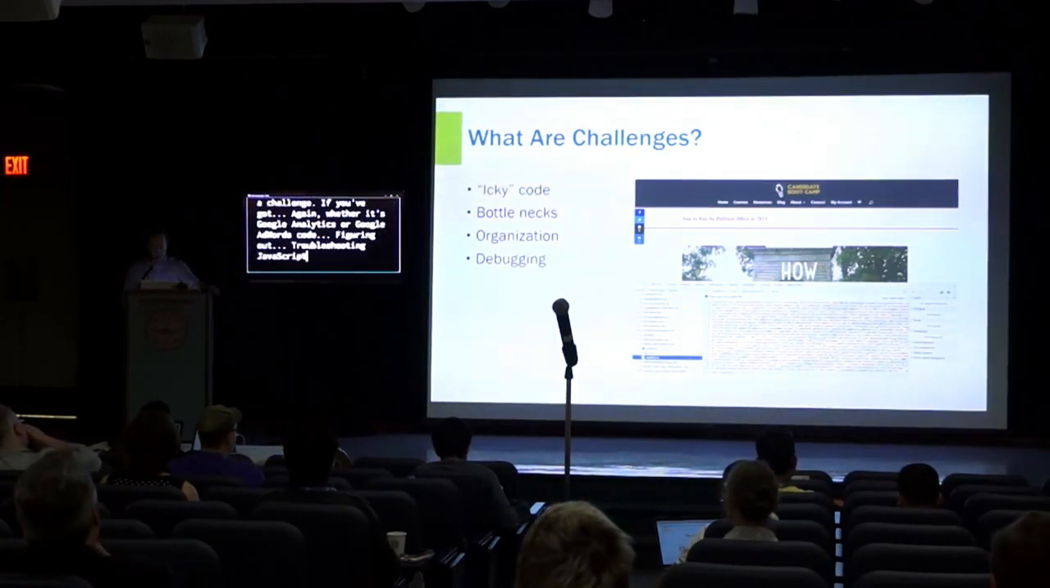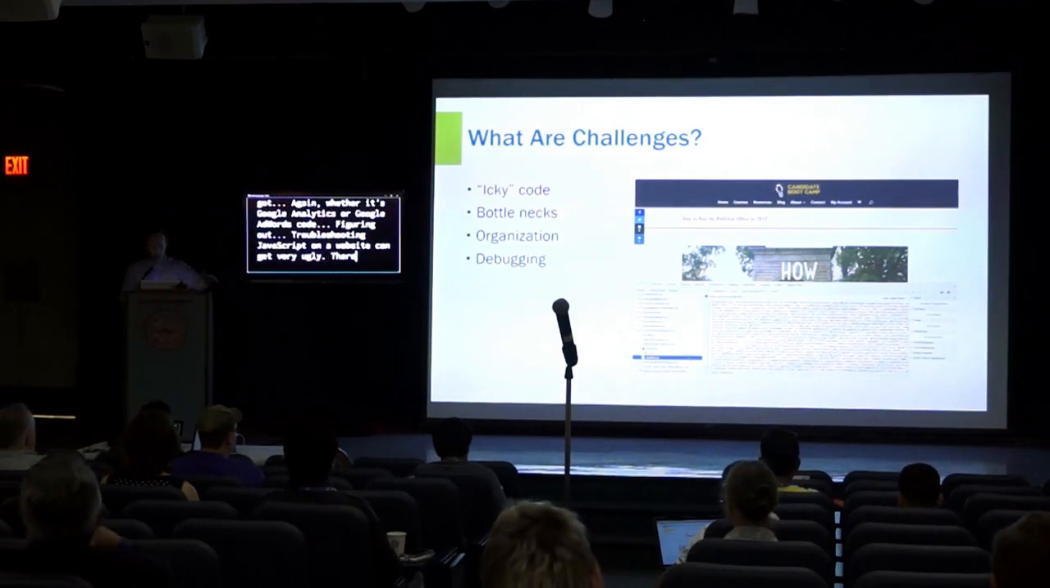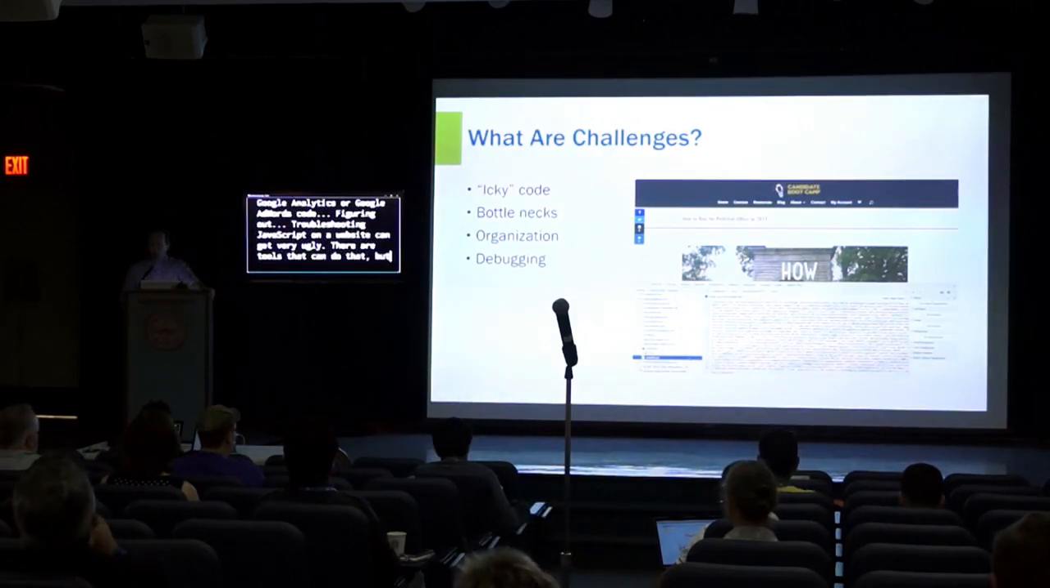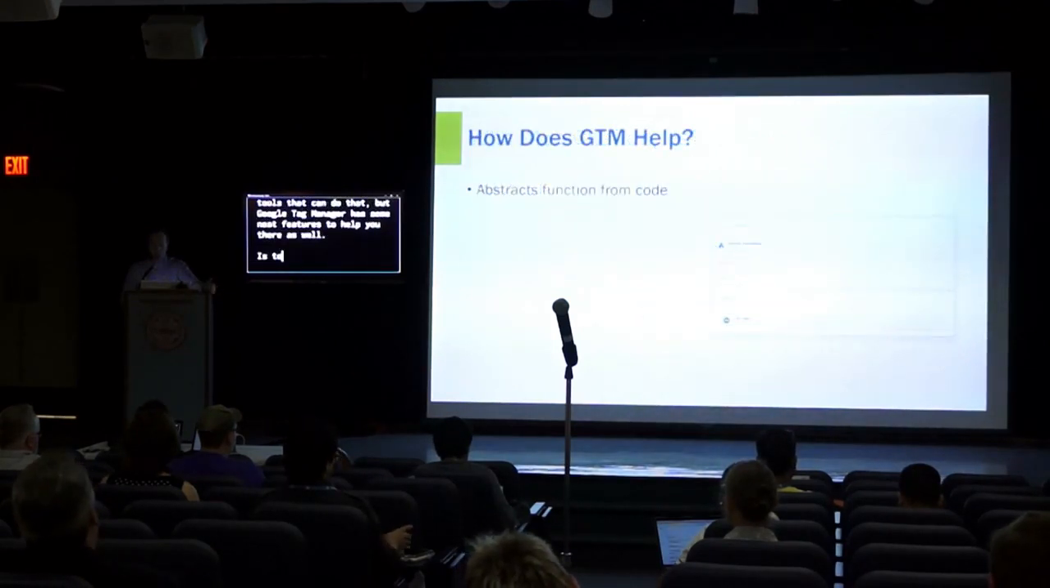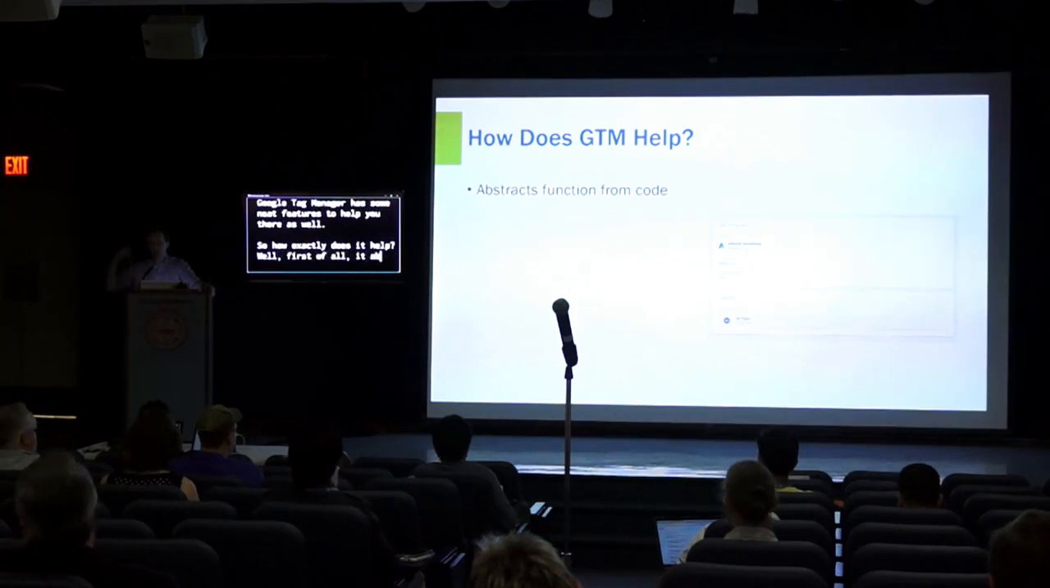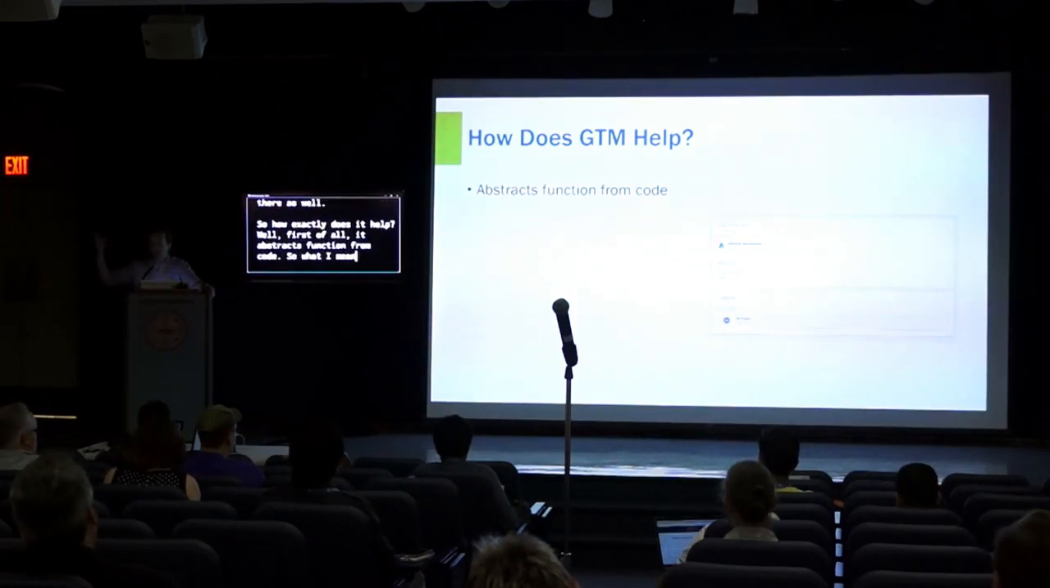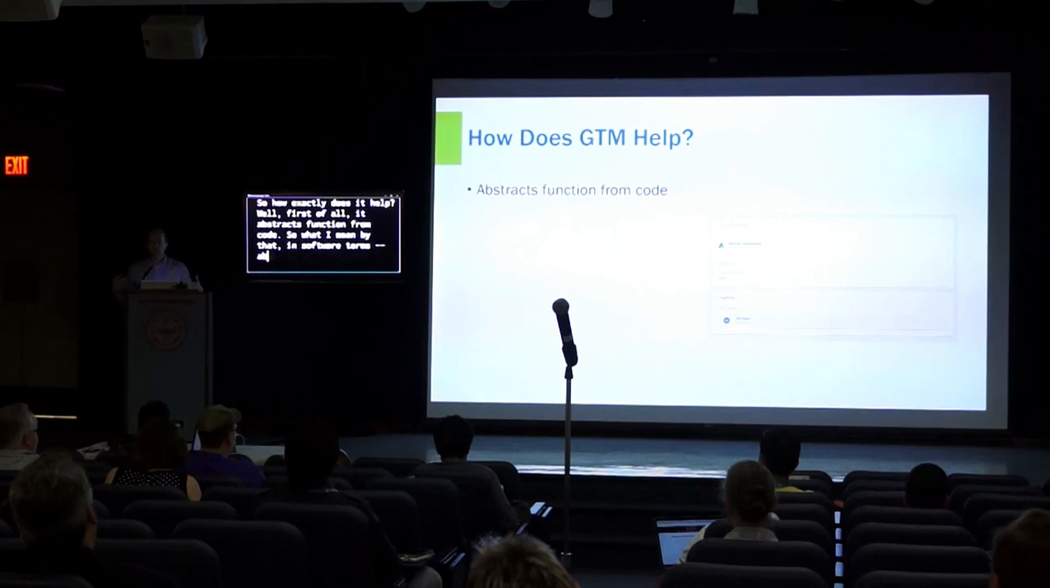There are tools that can do that, but Google Tag Manager has some neat features to help you there as well. So how exactly does it help? Well, first of all, it abstracts function from code. What I mean by that, in software terms, abstract means sort of hiding the complexity. And that's one of the things that Google Tag Manager does really well.